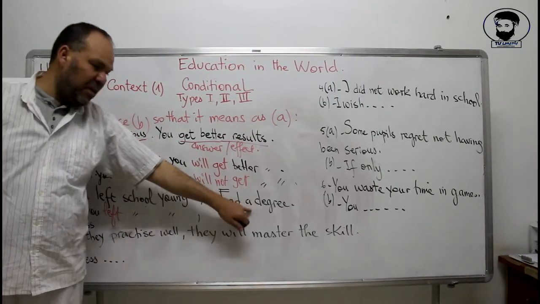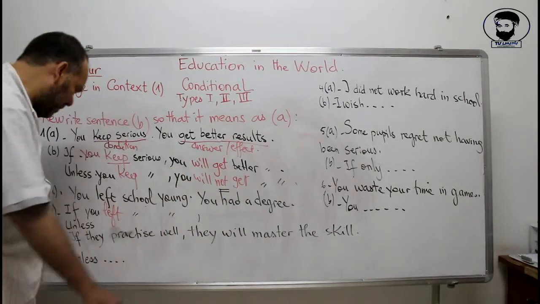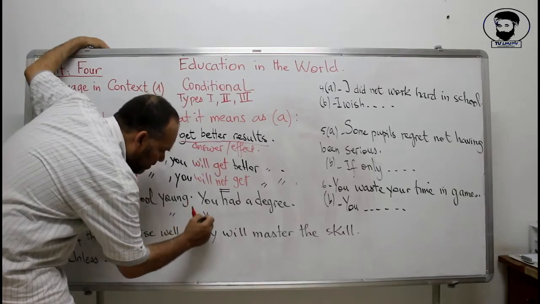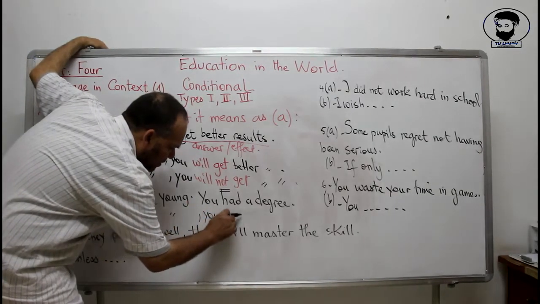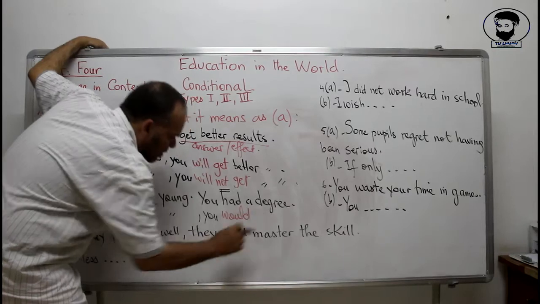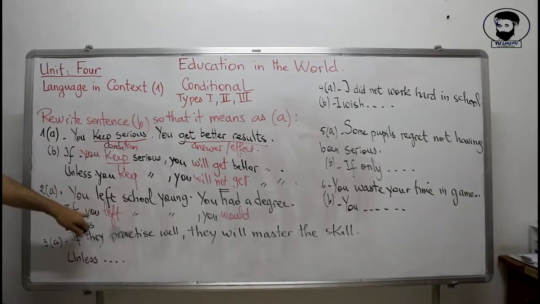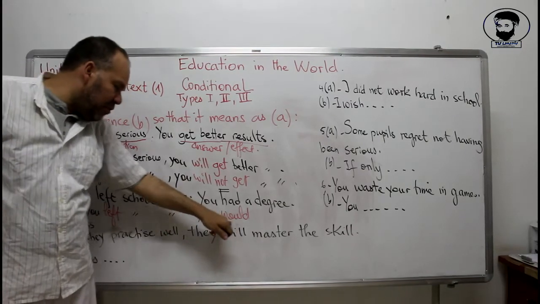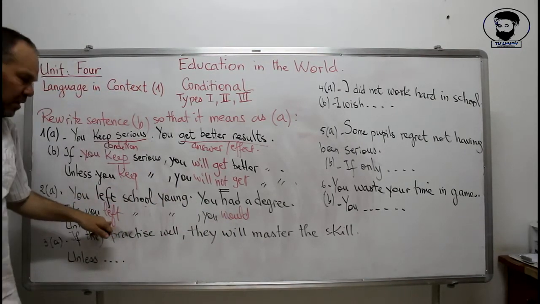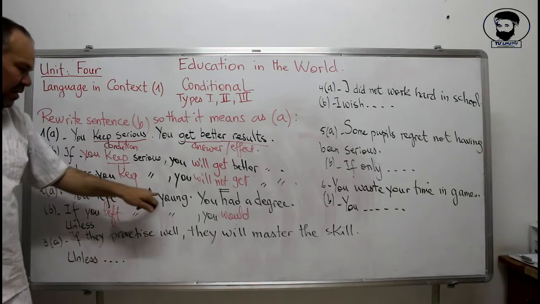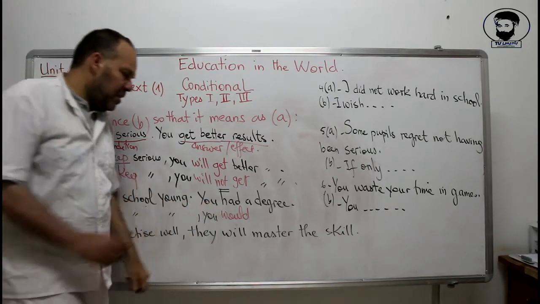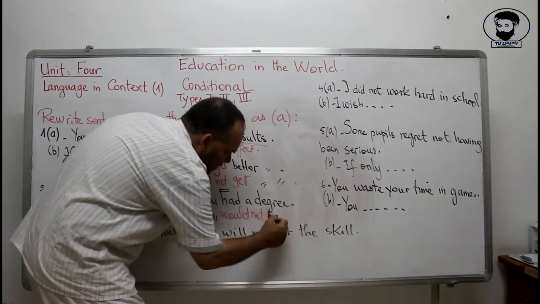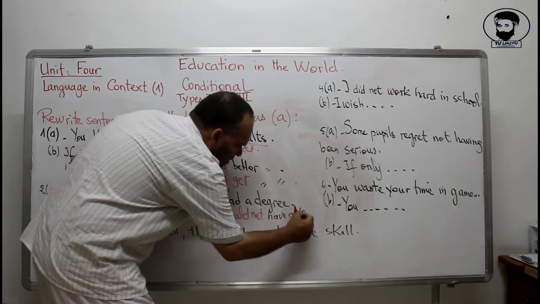Will you have a degree? No. So if you left school young, you, comma, you would. Why would? Because left is in the past. If you left school young, you would not have a degree.